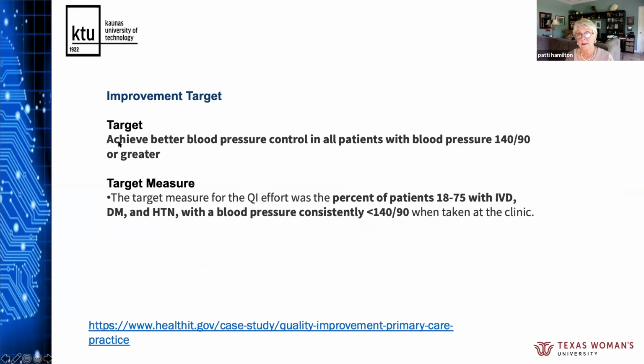There was a physician practice that wanted to achieve better blood pressure control in all patients, and they wanted to have people with blood pressures 140/90 or below. That was their target. The target measure was the percent of patients 18 to 75 with ischemic vascular disease, diabetes, or hypertension with a blood pressure consistently below 140/90 when taken at the clinic. Now here's a very good aim or target measure.